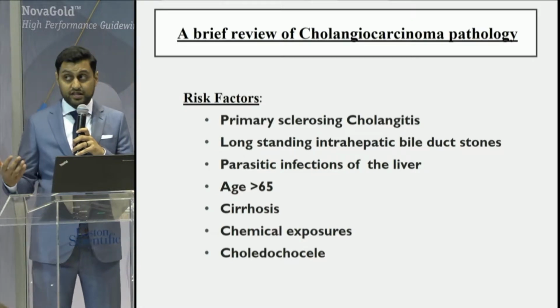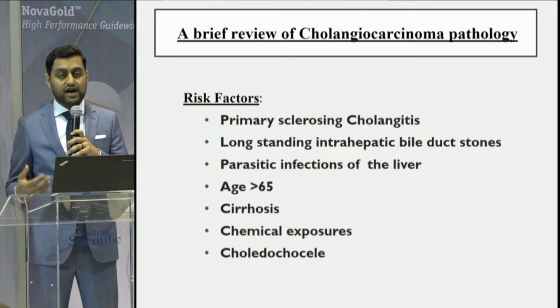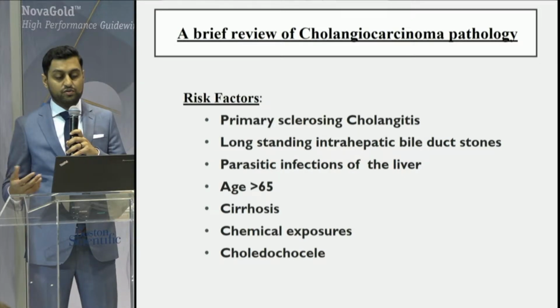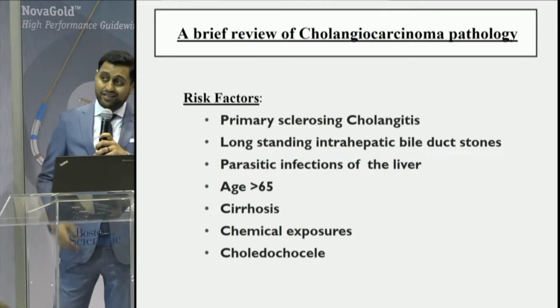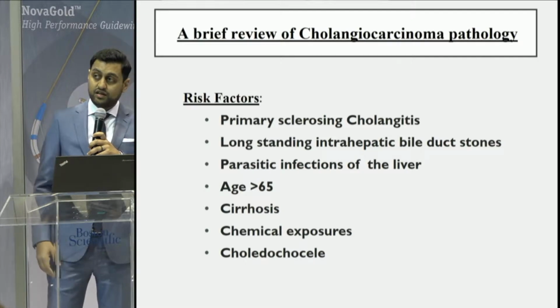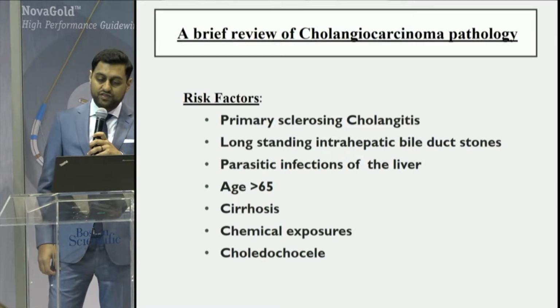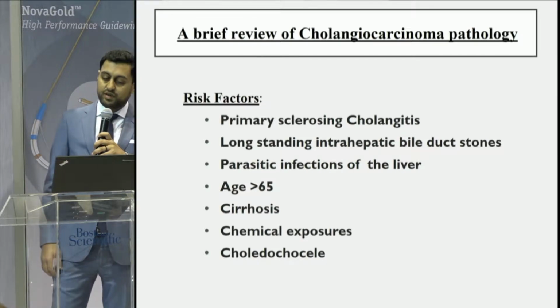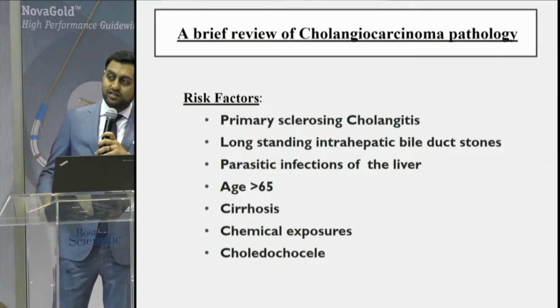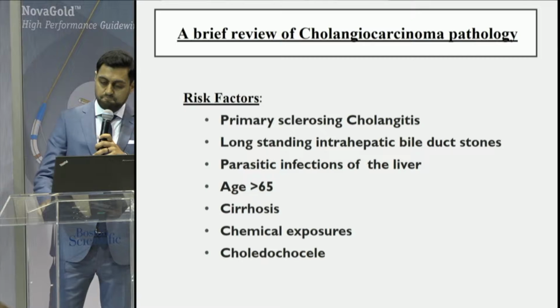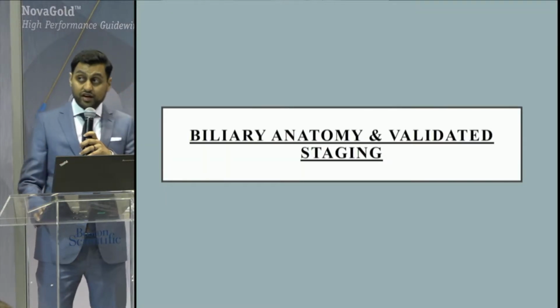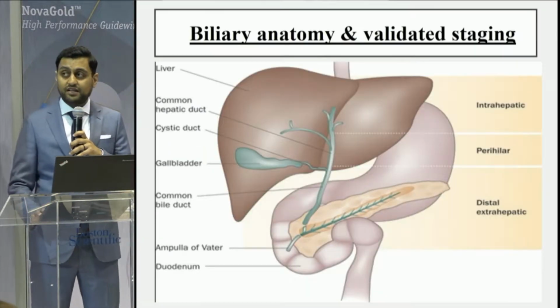And then obviously parasitic infections in that same population, if they've had parasitic infections, they also are a risk factor for cholangiocarcinoma. Then obviously as we age, so we see patients who are more elderly, after the age of 65, they also have that risk factor. Then finally cirrhosis, chemical exposures, and less commonly seen, we see choledochal cysts. So moving on a little bit to biliary anatomy and validated staging.